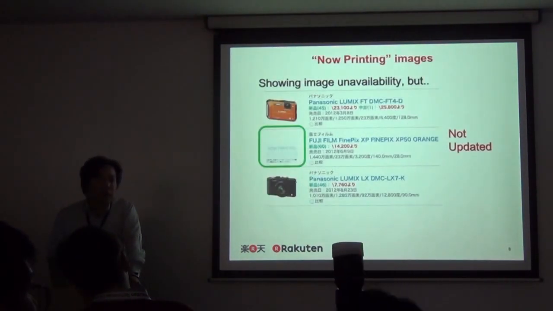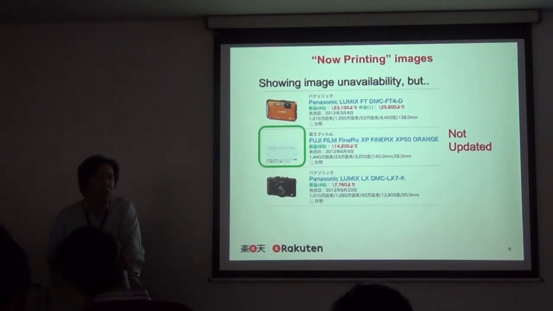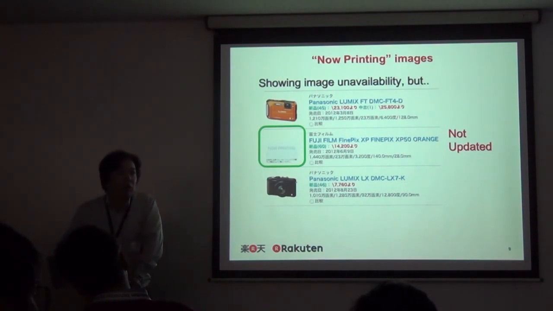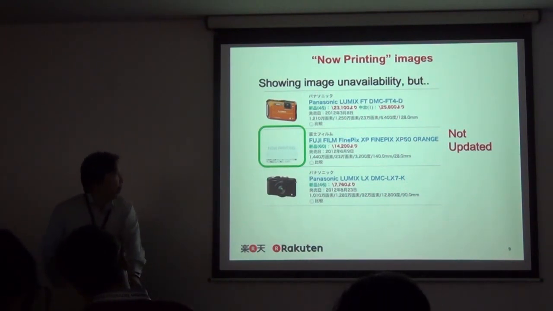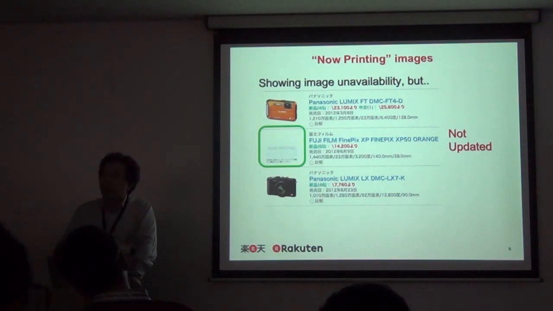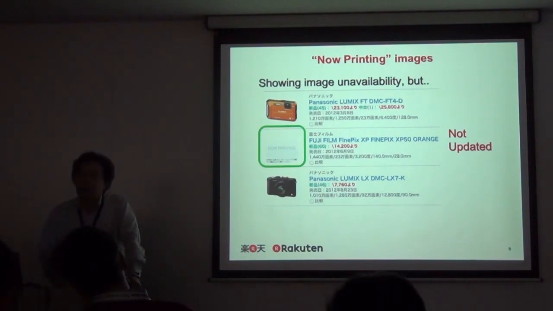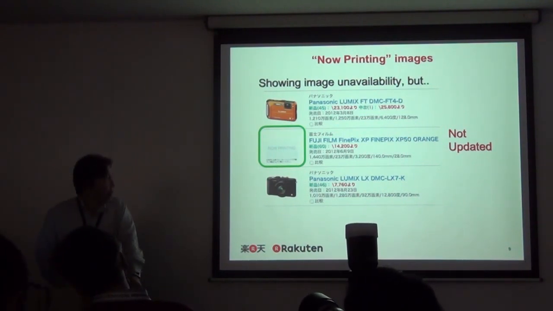Then another example is what we call non-printing images. Those images are used when the product photo is not available, although the product itself has already been released, or we are taking just pre-orders. Then those images are supposed to be updated when the product images become available. But we need to detect those images first.